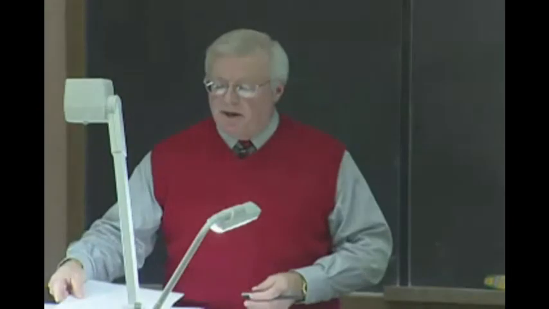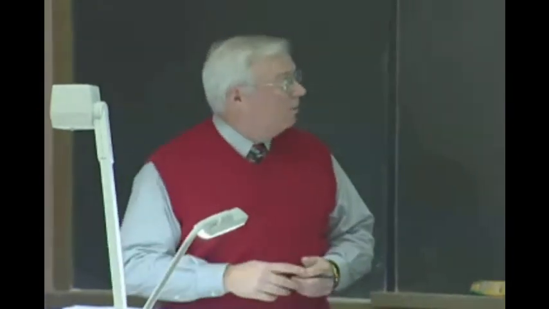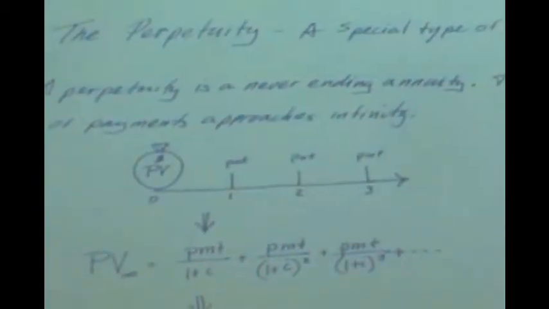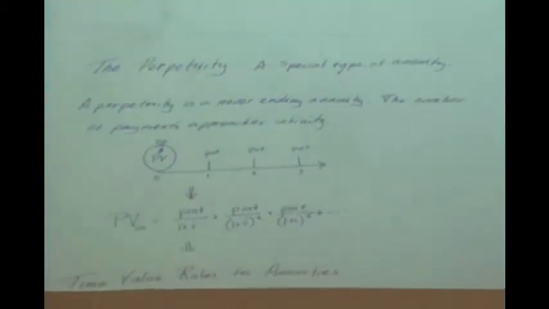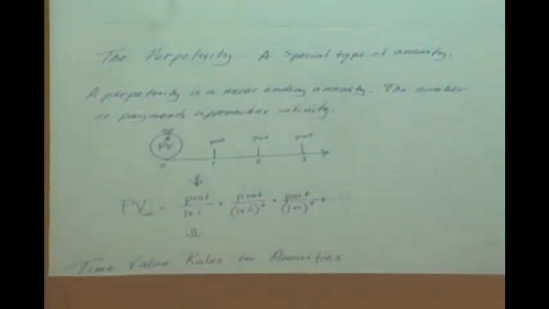Oh, one last thing. Here is a special kind of annuity. It's called a perpetuity. A perpetuity is just an annuity that never ends. The payments go on forever. N, the number of payments, approaches infinity.